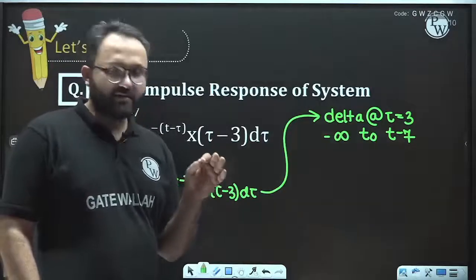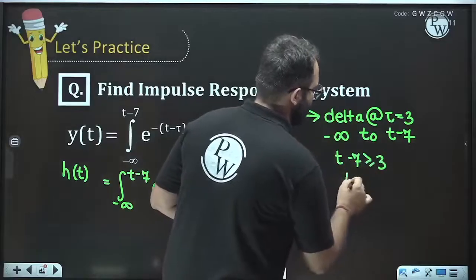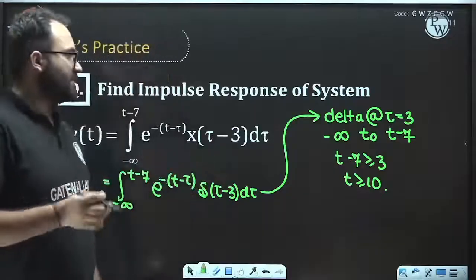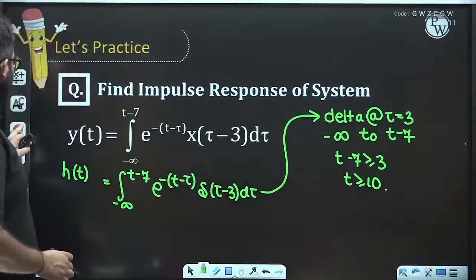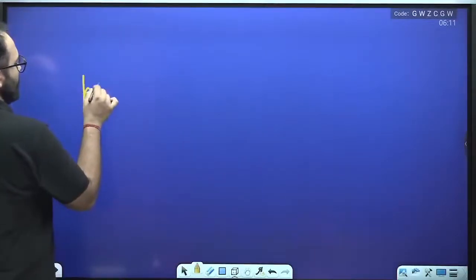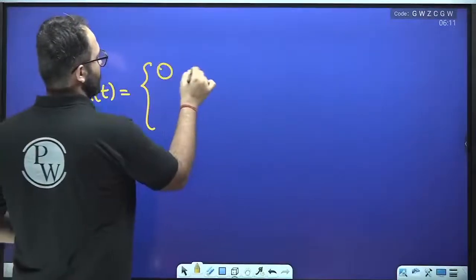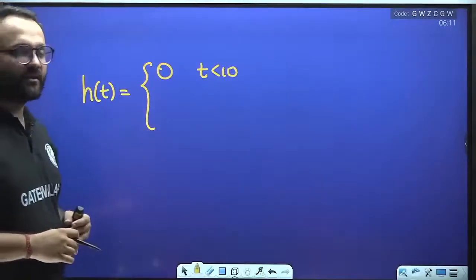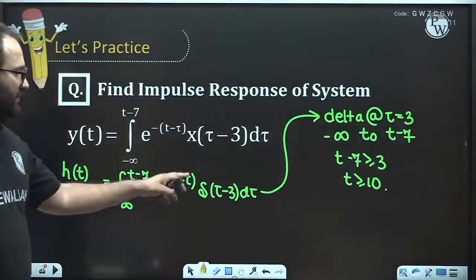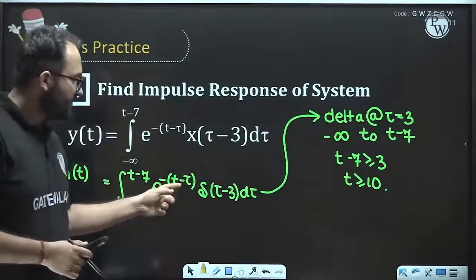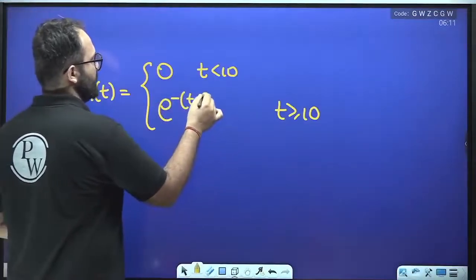Simply we can see that the integration limit will contain tau equal to 3 only when t minus 7 is greater than or equal to 3. That is, t is greater than or equal to 10. So integration limit will contain the delta only when t is greater than or equal to 10. So here we have two results. The impulse response h of t will be equal to 0 if t is less than 10, because then the delta will not be in the integration limit. But if t is greater than or equal to 10, then the integration limit will have the delta, and the result will be simply, by replacing tau by 3 in this equation, e to power minus 3.